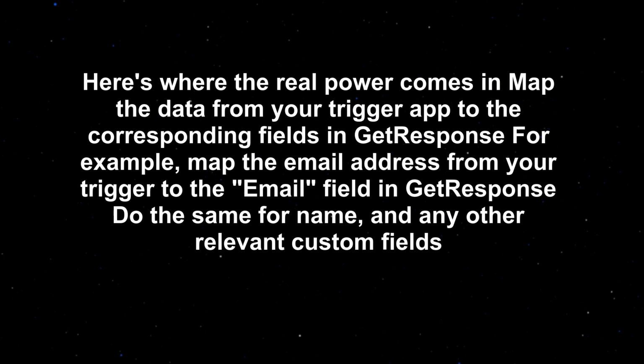Here's where the real power comes in. Map the data from your trigger app to the corresponding fields in Getresponse. For example, map the email address from your trigger to the email field in Getresponse. Do the same for name and any other relevant custom fields.